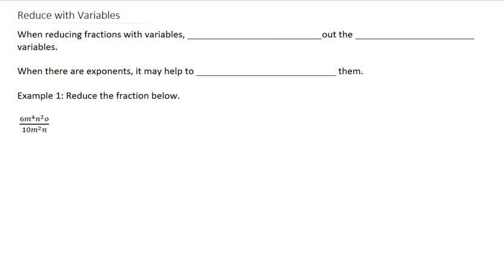Reduce with variables. When reducing fractions with variables, we're going to go ahead and divide out the common variables. And when there are exponents, it may help to expand them. So let's look at example 1. We're going to reduce the fraction below.